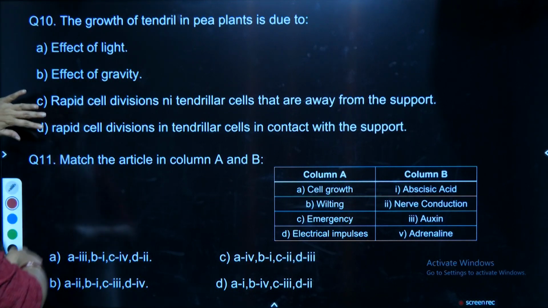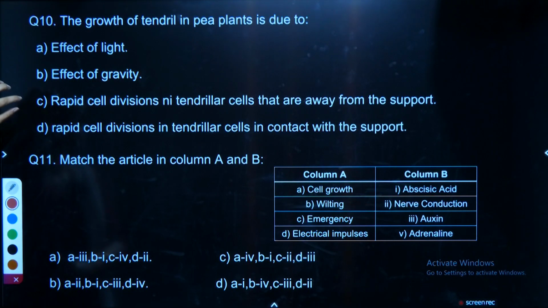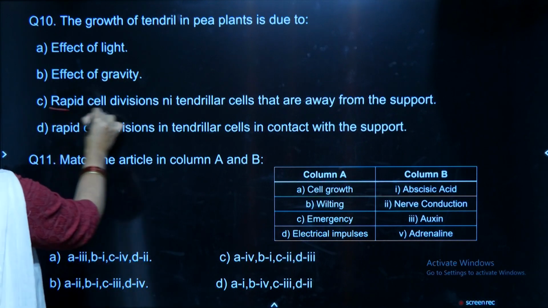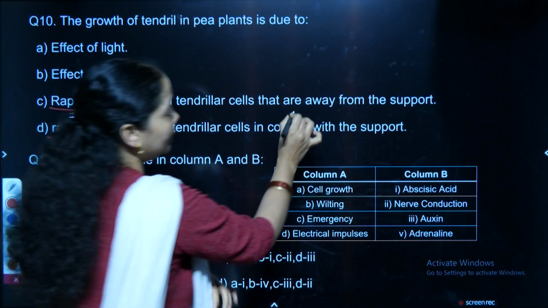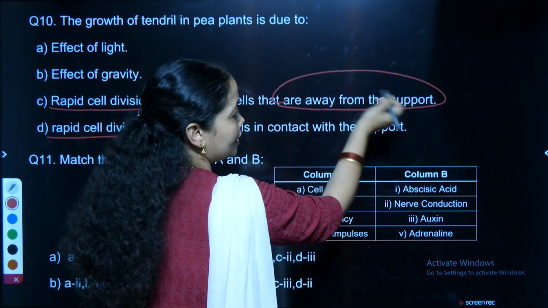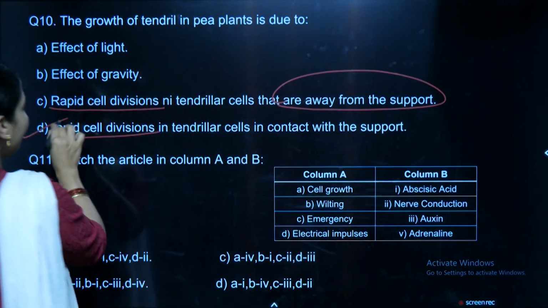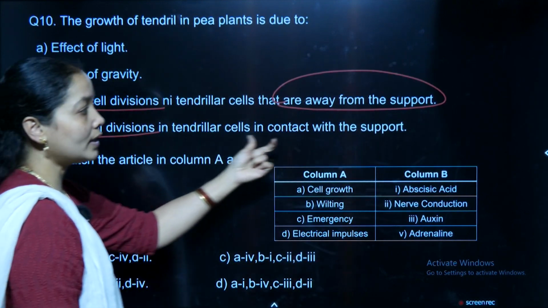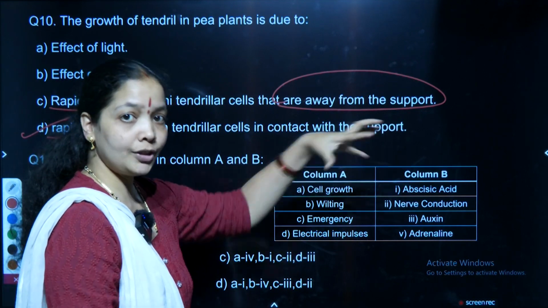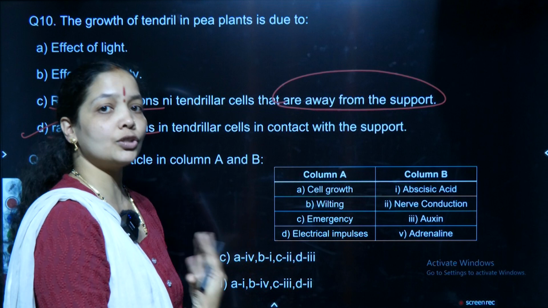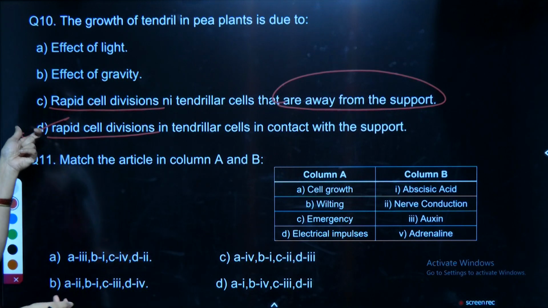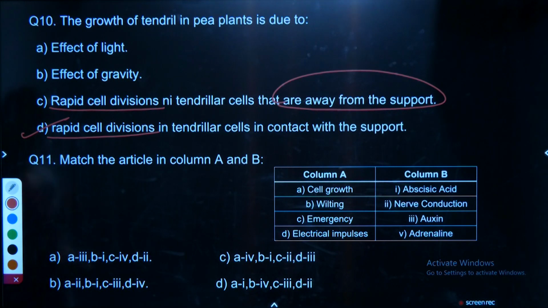When I come to option C, rapid cell division is happening. Both the options are provided with rapid cell division, but here it is away from the support, which is not possible. So option D will be my right answer, that is in contact with the support. I need to have a support for cell division to happen and the plant to grow. So the right option will be option D.